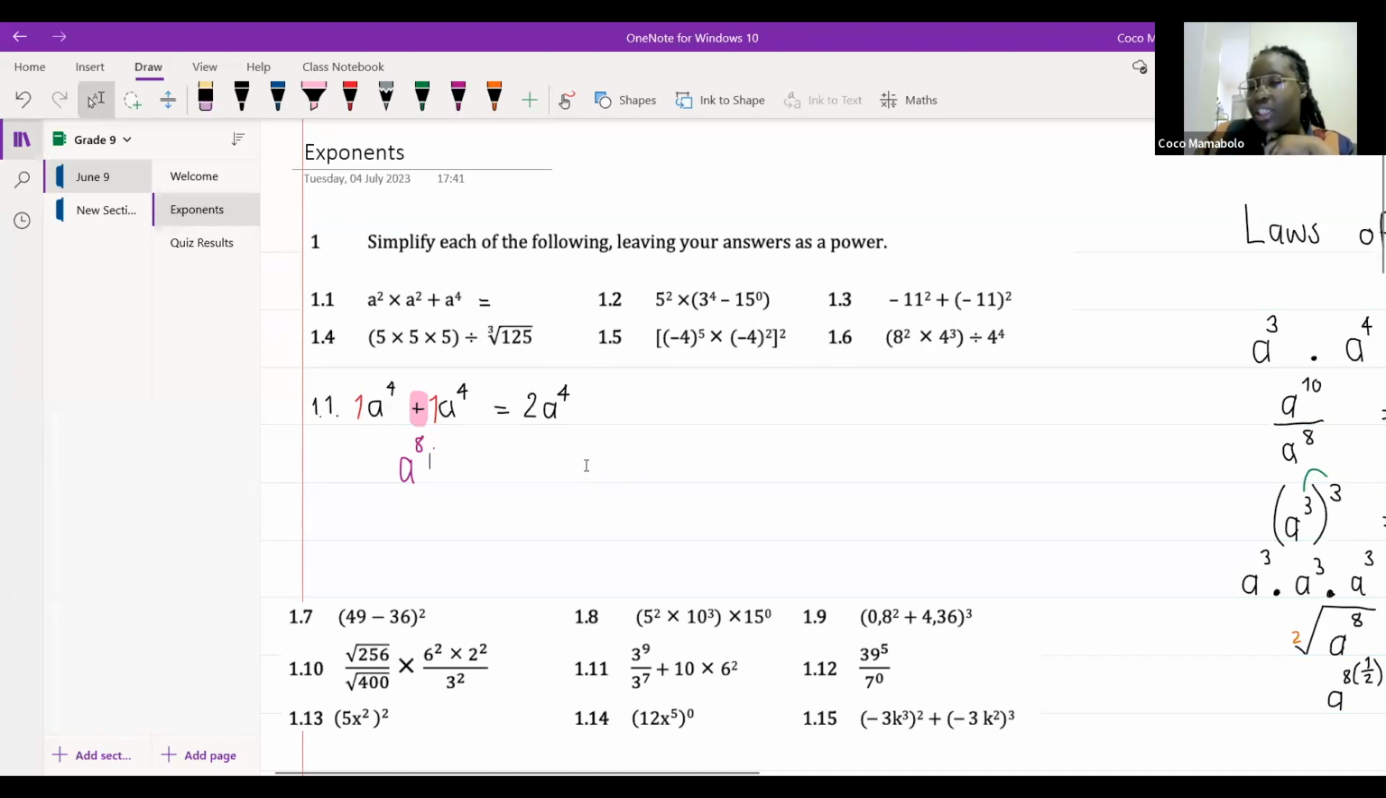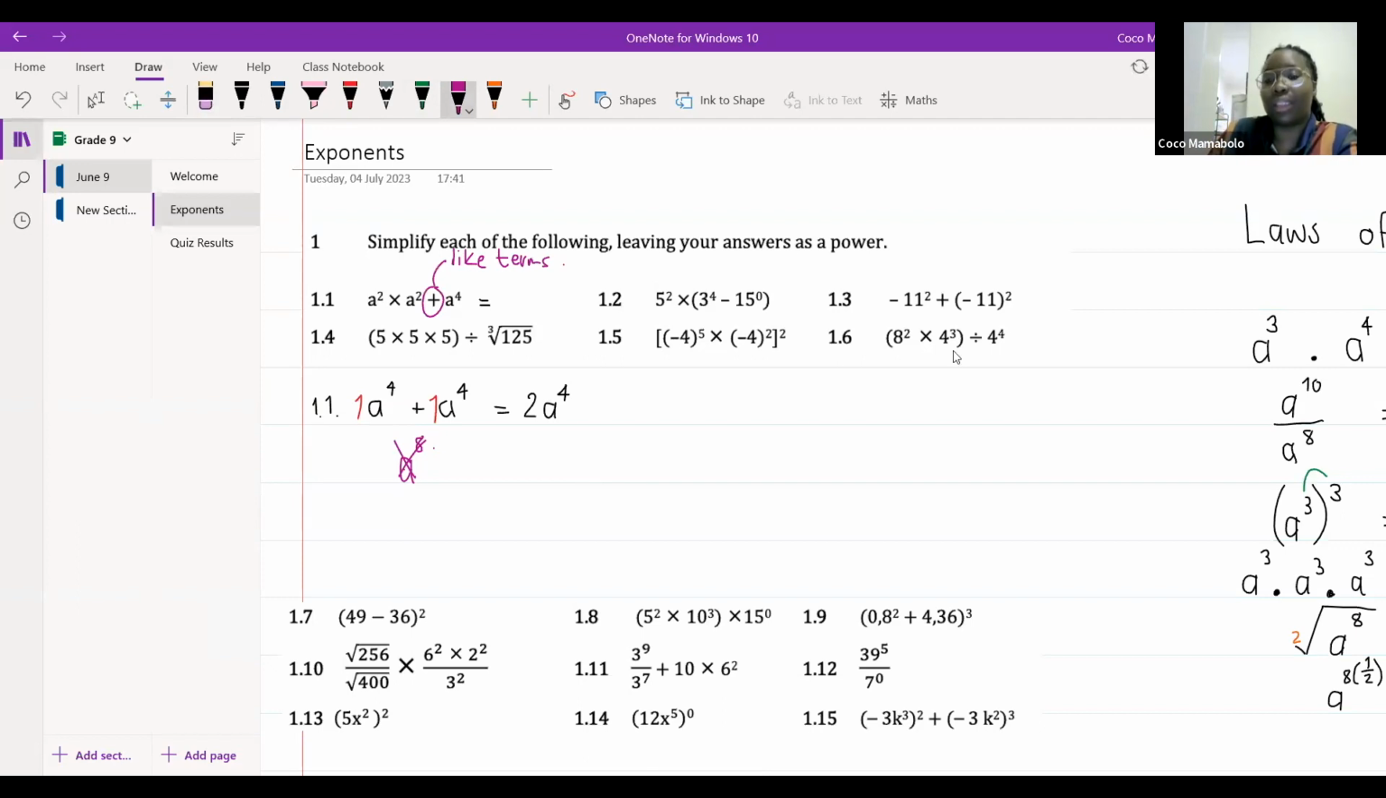Yes, give me a yes in the chat if you understand why this is not correct. Remember, guys, the only time we add exponents is if there's a multiply in the middle. So if there's not a multiply in the middle, then we cannot do that. As soon as they put a plus sign in the middle, what we need to think of when we see plus and minus signs in algebra, we need to think of like terms. We need to think of like terms.